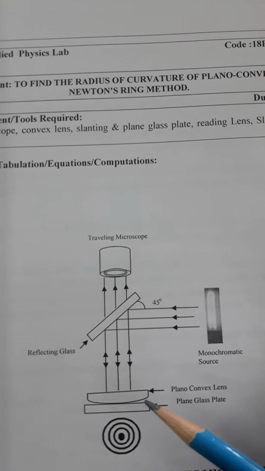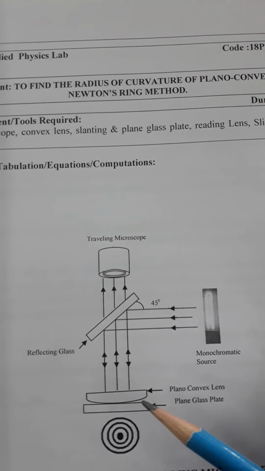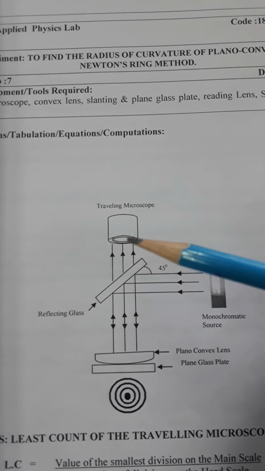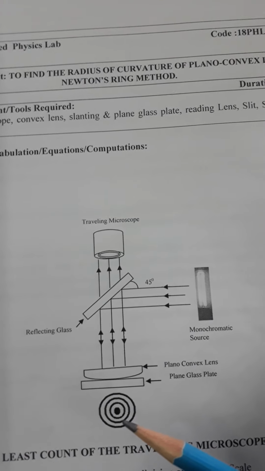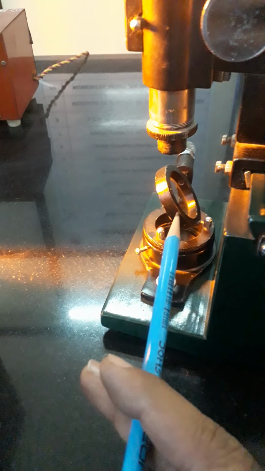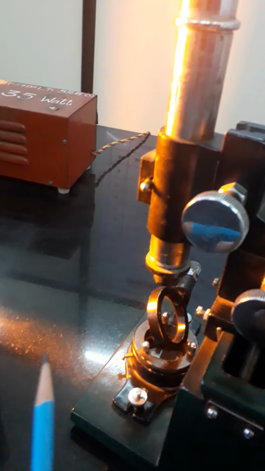Now there is a thin air film formed between these two, and because of this thin air film we observe such a pattern when we look through the microscope. These are known as Newton's rings. Now we can look at the setup. Here at the bottom we have placed the planar convex lens and the glass plate. This is the reflecting glass plate, which is at 45 degrees, this is the microscope, and this is the sodium vapor lamp which we are using as the source of light.